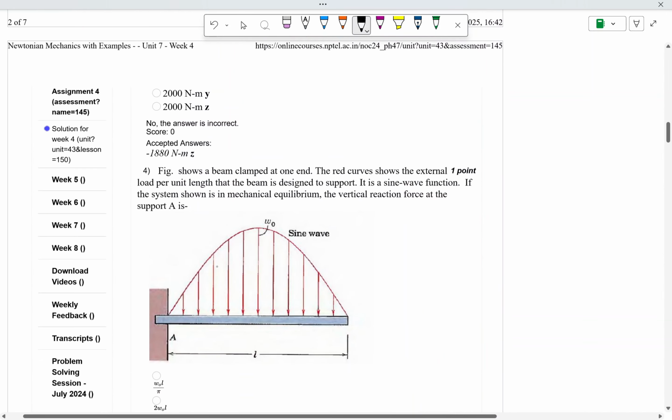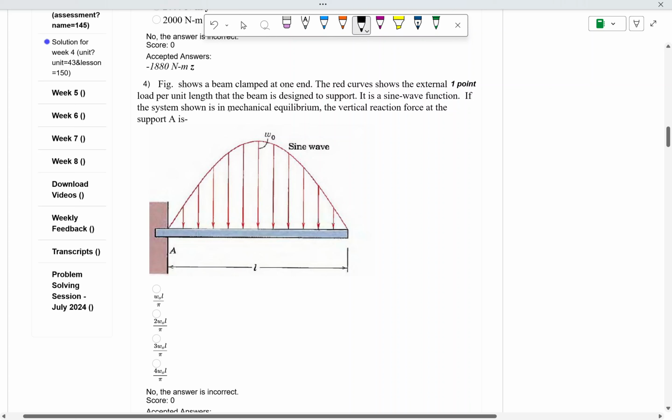So this is done. Now question number 4 says that the figure shows a beam clamped at one end. So this is a beam which is clamped at end A. The red curve shows the external load per unit length that the beam is designed to support. The beam is designed in a way that per unit length there is some assigned weight that the beam can support, and that is a function of the distance x.